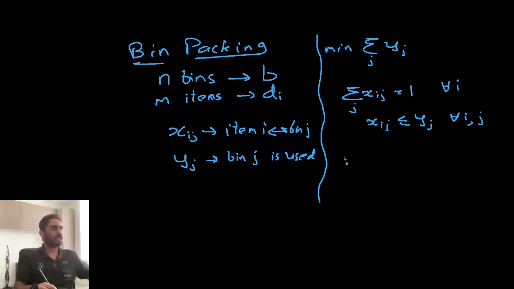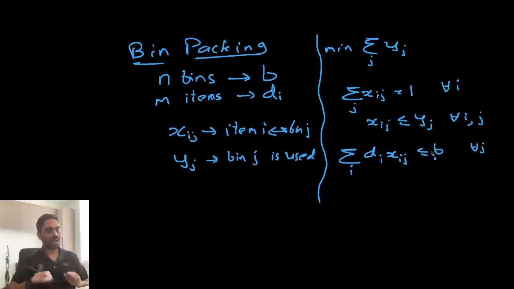And the last one is pretty simple. It's a simple capacity constraint. So we are going to say that if I'm using item i in bin j, then its weight d_i should be counted, and the sum of all of those weights should be less than or equal to the capacity B, and that should hold for all bins j. Okay, so this is the standard model.